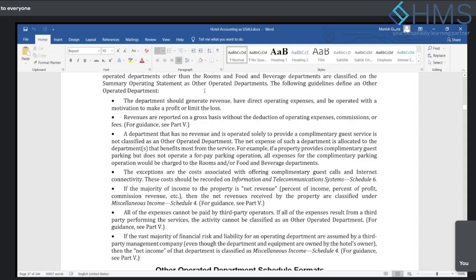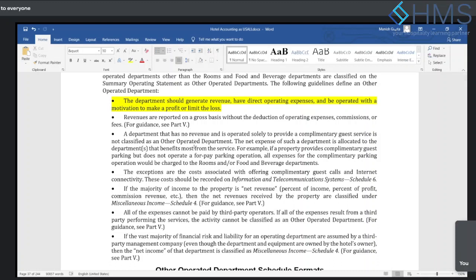So you need to have the department generating its own revenue, have a direct operating expense, and be operated with a motivation to make a profit. So that's the key guideline that is used to identify an other operating department as a department.